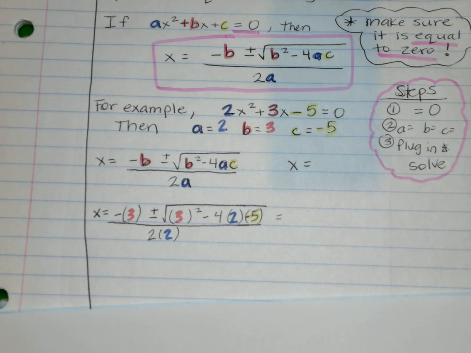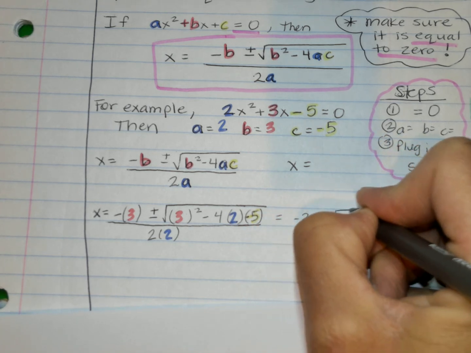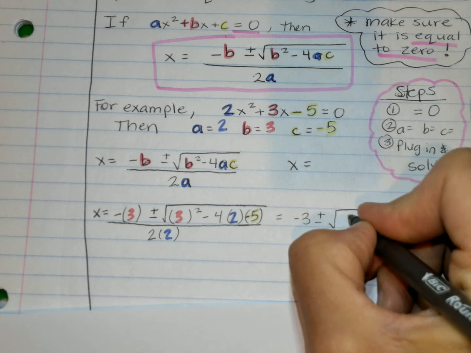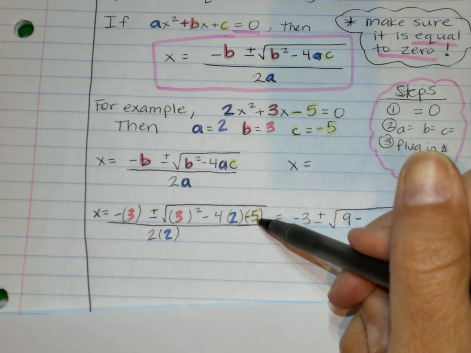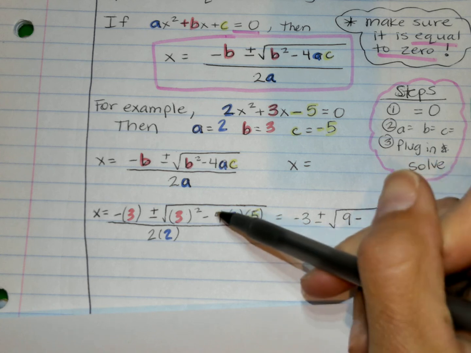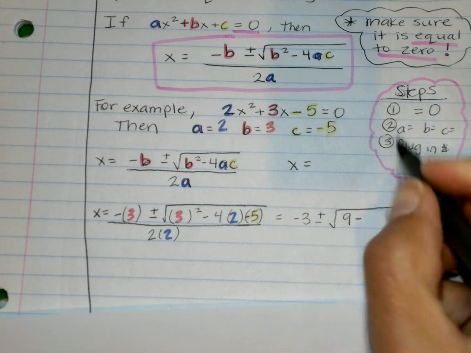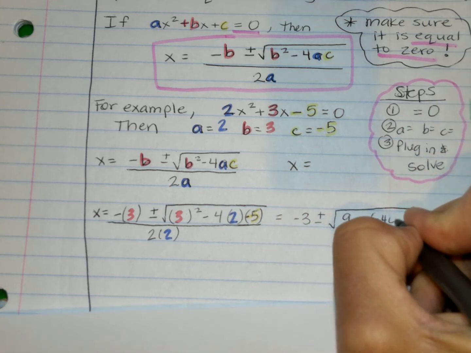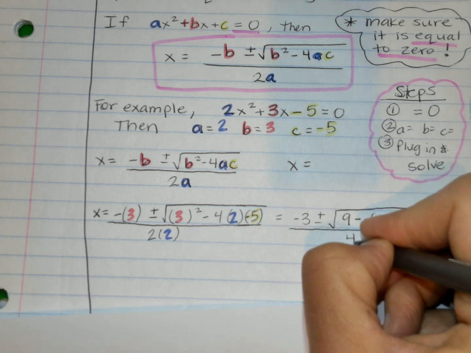So again, PEMDAS really tells you to just start with the inside of the square root, start with exponents, multiplication. So I'm going to do -3 plus or minus the square root. 3 squared is 9, minus. All of that's multiplication, so I can just kind of multiply from left to right. You could do this in multiple steps, but it won't make a difference calculating it, so it's easier to just do it now. So 4 times 2 is 8, times 5 is 40, but that 5 is negative. So it's going to be 9 minus -40 all over 2 times 2, which is 4.